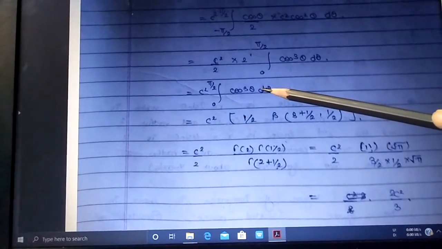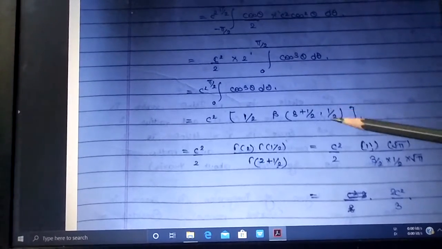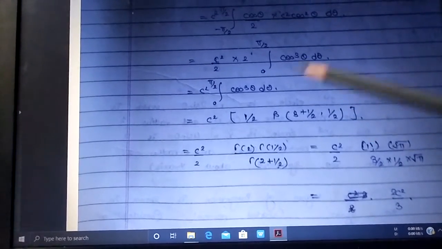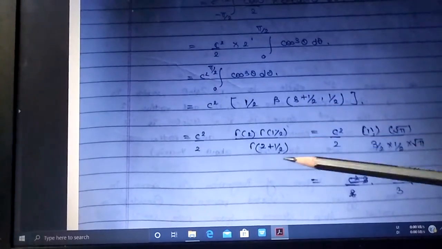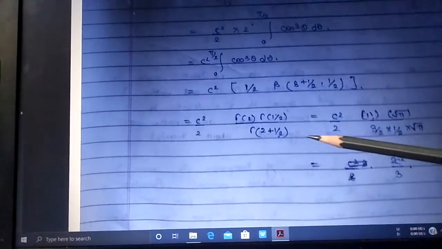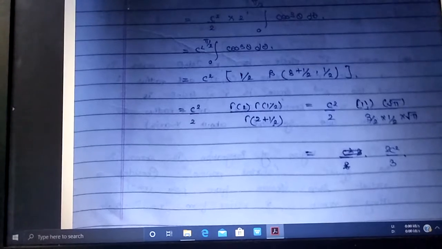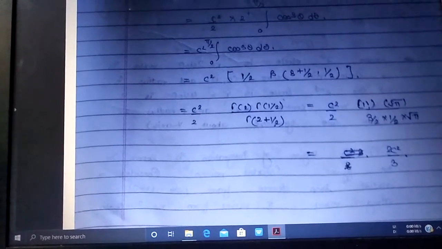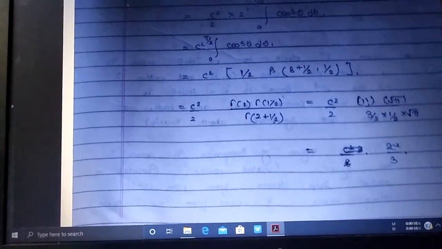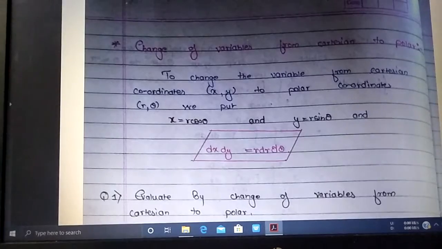Since sine is not there, suppose the power of sine is 0, so it can be written as 0 plus 1 by 2. In this way, by using the relation beta(m, n) is gamma n upon gamma m plus n, and calculating these gamma functions that we have already discussed in the first unit, we will get the value of the given integral.